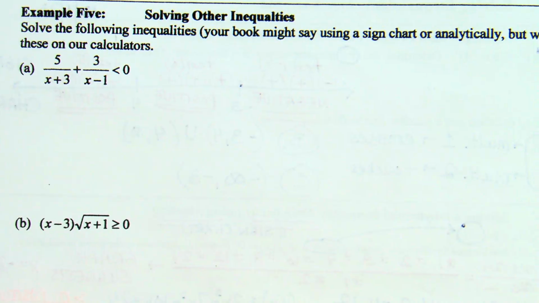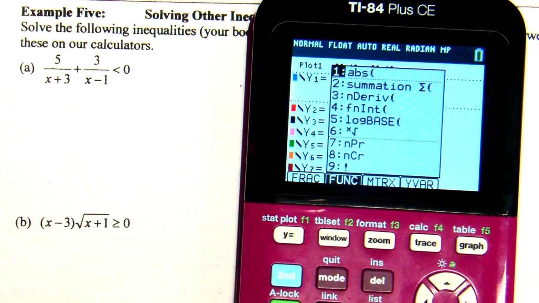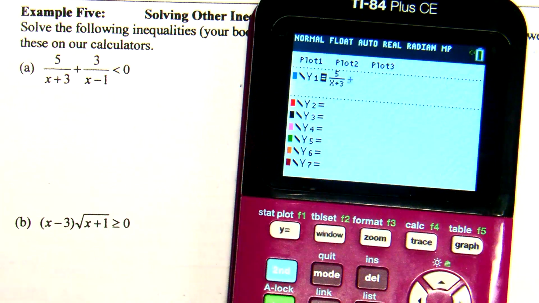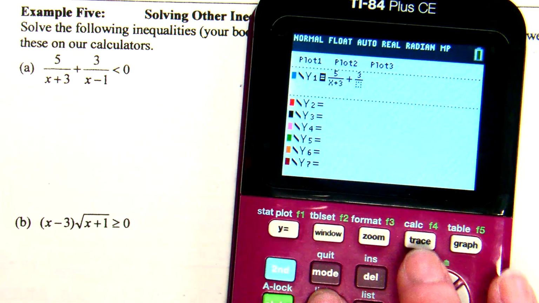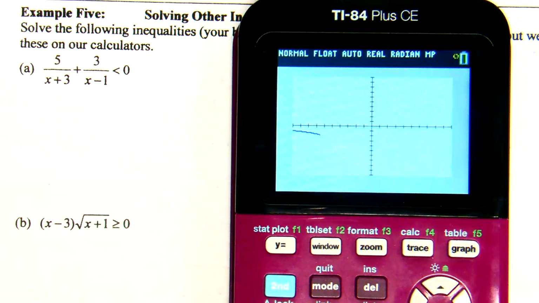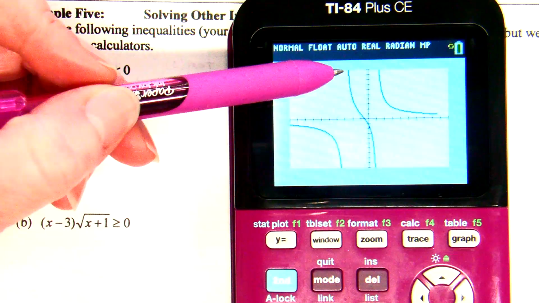Notice it says solve the following inequalities. Your book might say using a sign chart analytically. We're going to do it on our calculator. And what I want to show you here, let me graph it for you real quick. 5 over x plus 3 plus 3 over x minus 1. What are you seeing on this graph? What are these breaks? Asymptotes.